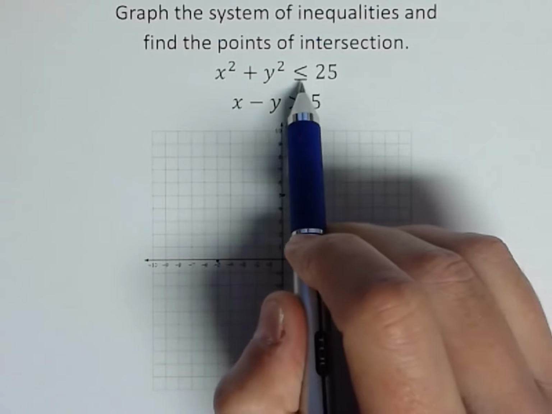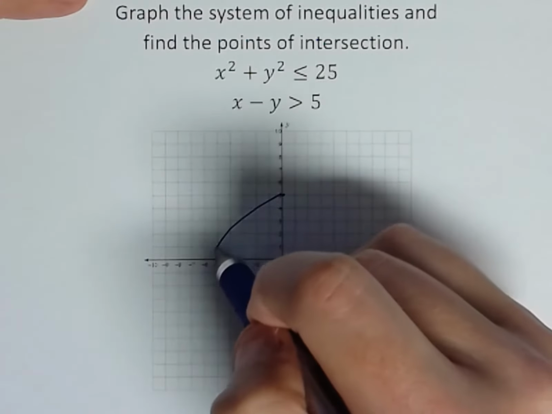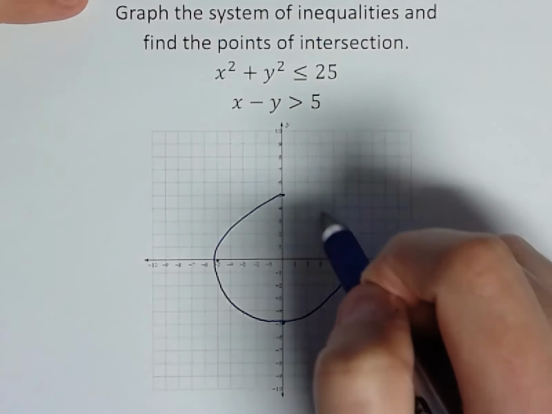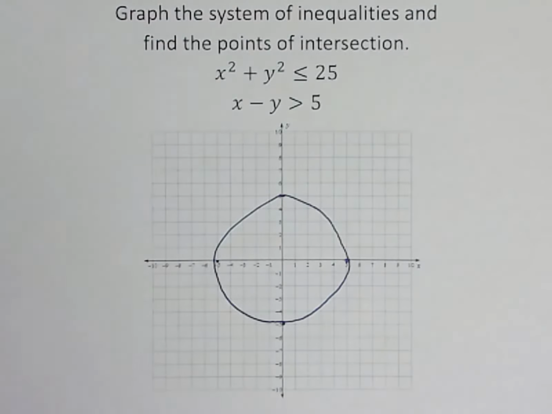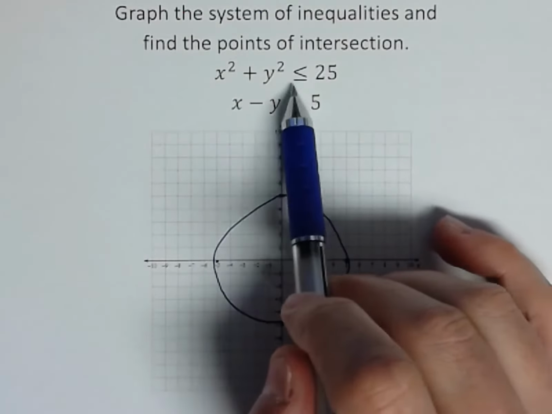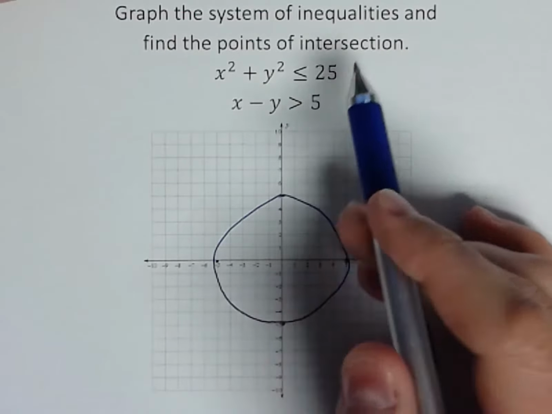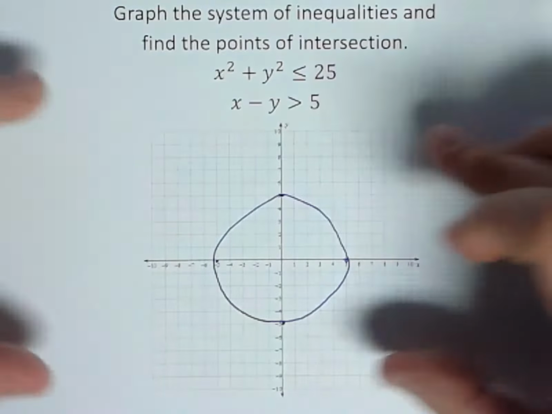Now it is less than or equal, and so that means it's going to be a solid line. And again, circles are kind of hard to draw. Let me just kind of sketch it in there. I won't make fun of your circles if you don't make fun of mine. Okay, so less than or equal to 25. Well, if it was greater than 25, that would mean everything outside the circle would be shaded. So less than is everything inside, and so let's just kind of keep that in our back pocket for now.